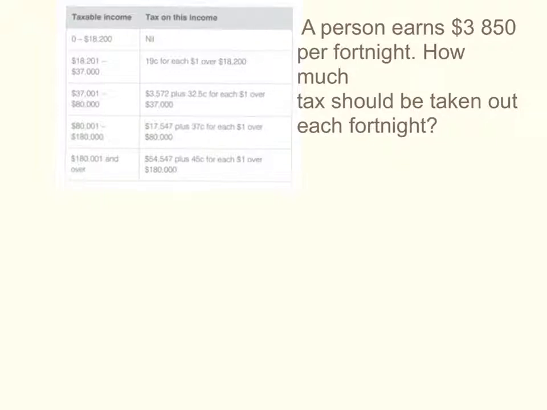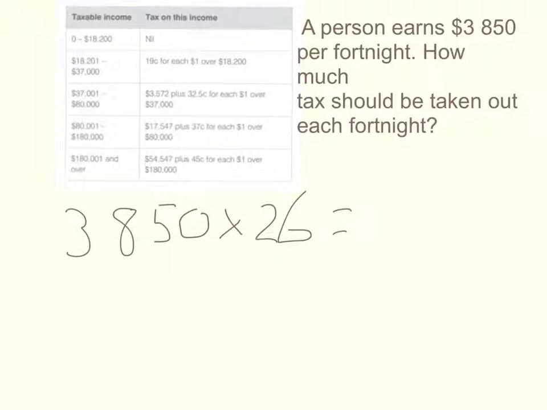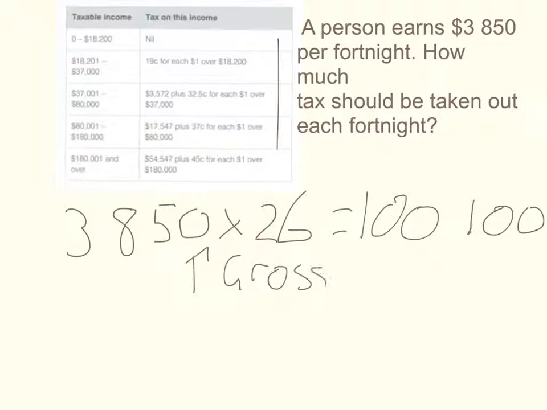First goal, find out how much they earn every year. That's not too difficult. 26 fortnights a year, $3,850 per fortnight. You just go 3,850 times 26, which equals 100,100. So now we've found their yearly salary, how much they get paid over the year. That's their gross income. Let's figure out how much tax they have to pay.